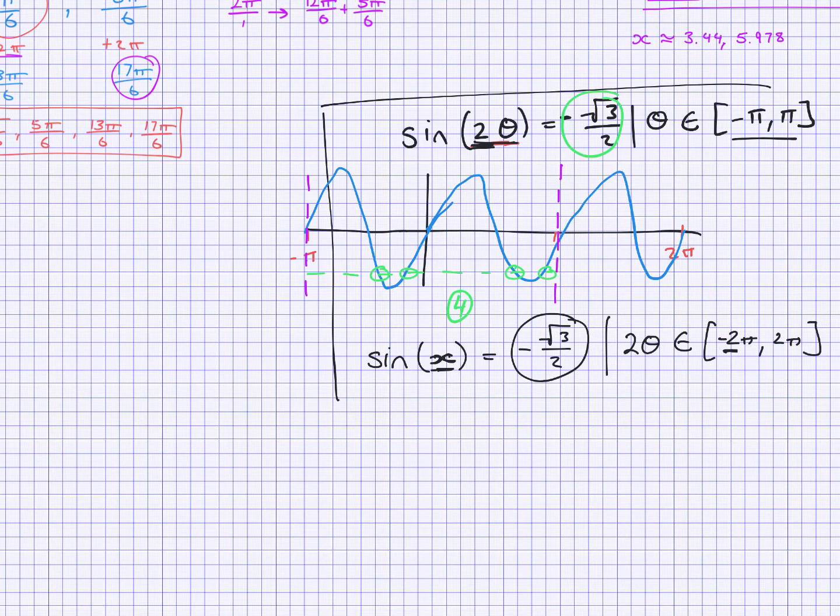Okay, so now I'm looking to solve this equation. But this equation has slightly changed. So let's do a quick sketch again. Oops, I'll make that a black line.